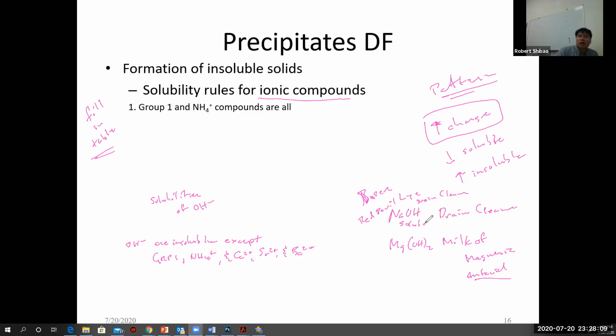So this is a group 1 hydroxide. So this is soluble. However, this is magnesium, and magnesium is not one of the exceptions: group 1, ammonium, calcium, strontium, barium. So magnesium hydroxide is insoluble. Sodium hydroxide is what we call a strong base. Magnesium hydroxide is a weak base. This is strong.